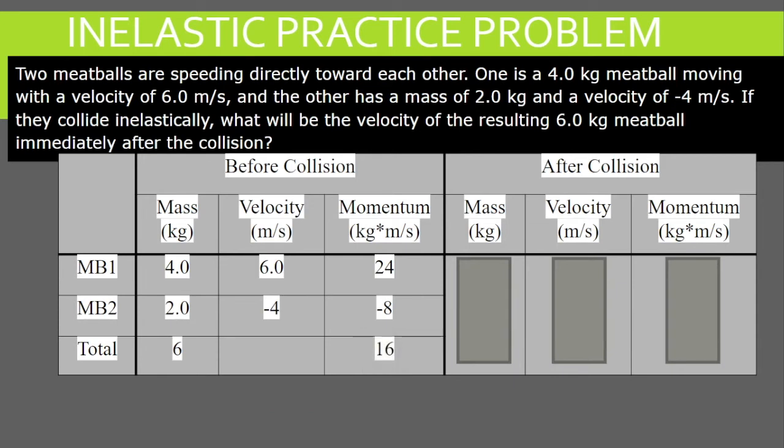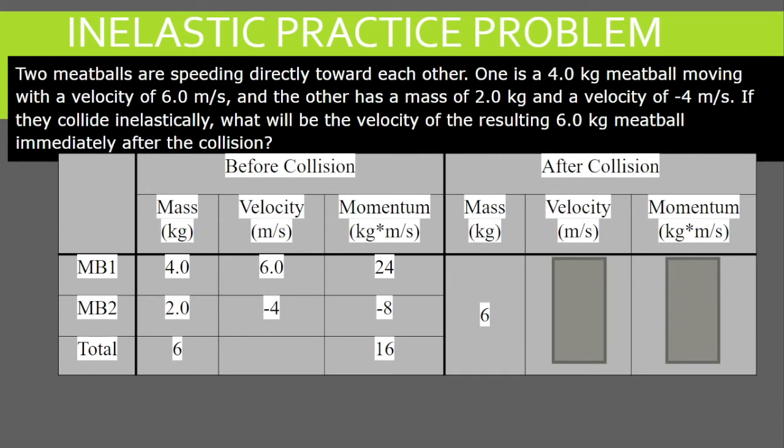Now that we have before the collision, let's go ahead and look after the collision. After the collision, it said that the meatballs are stuck together and that they have a mass of 6 kilograms. So I'm going to write that here. You'll notice that now I only have one giant box for mass. And again, that's because my two objects have now become one, so I only need one box after the collision. The velocity though, well, we don't know that right now, so we're going to skip it.